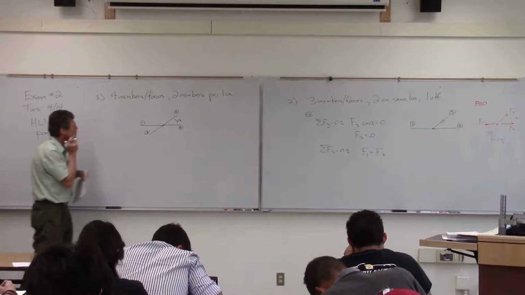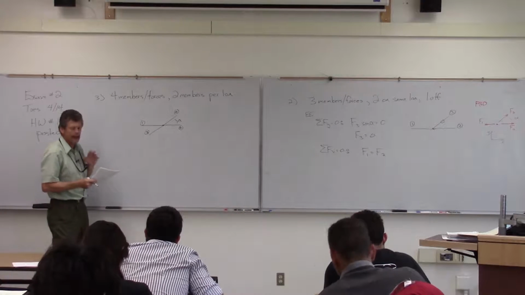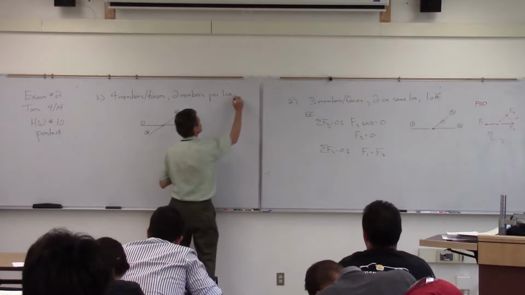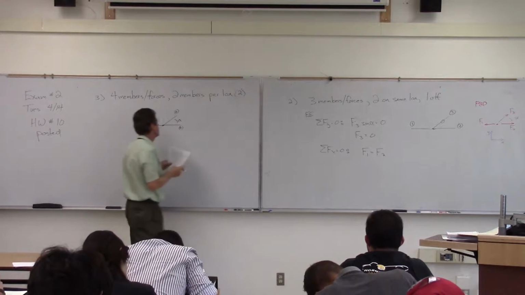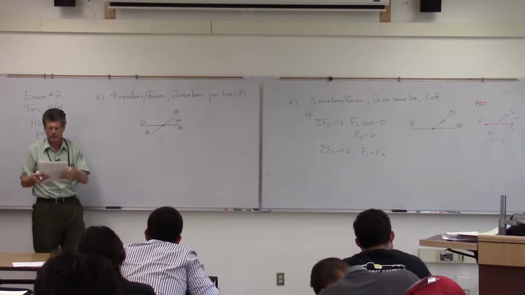And this one is a little bit different. It's four members, but each of the pairs basically are acting on the same line of action. So we have 2 lines per line of action. There's 2 lines of action. So 3 and 4 are on the same line of action. 1 and 2 are on the same line of action.